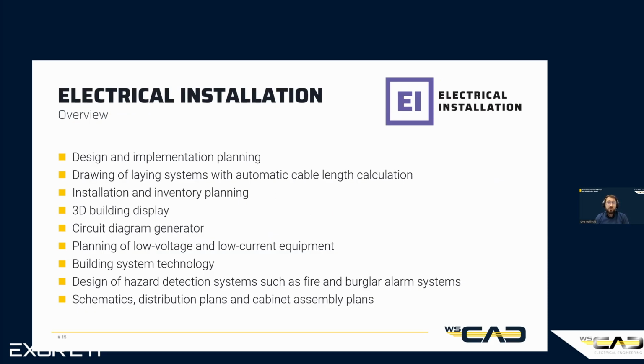The designers and engineers that are involved in building system technology can rely on the electrical installation discipline to design high and low voltage installations, as well as antenna and fire alarm systems. This discipline is easy to handle and is fully integrated with other disciplines, such as, as I mentioned before, electrical engineering and cabinet engineering. You can design power distribution in buildings and define the location of operating materials in machines, plants, and buildings.